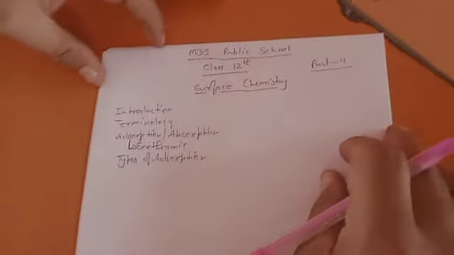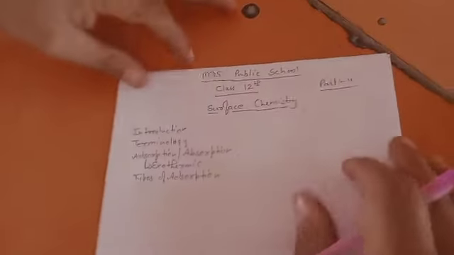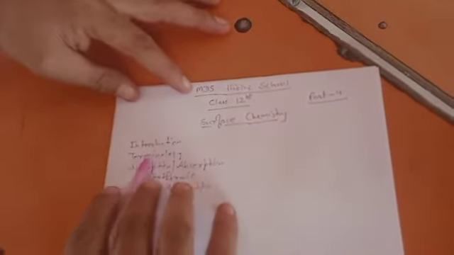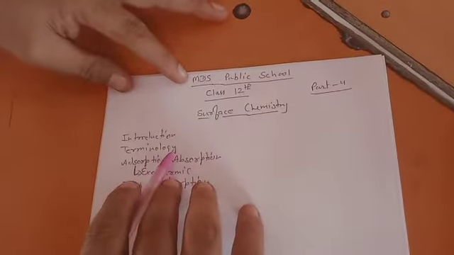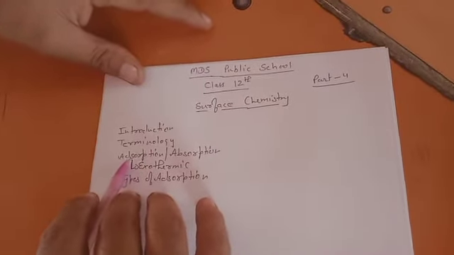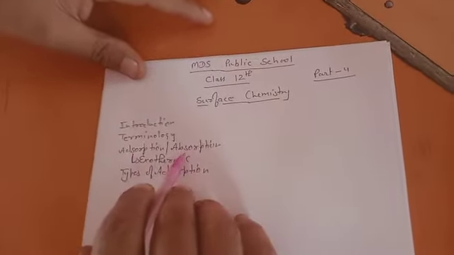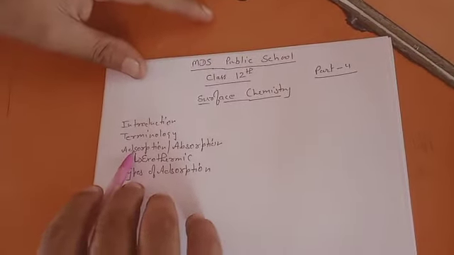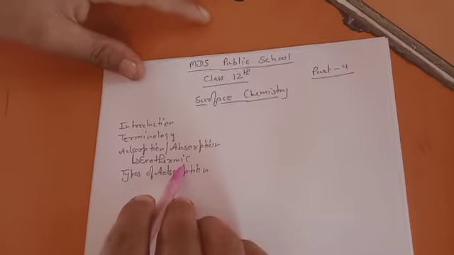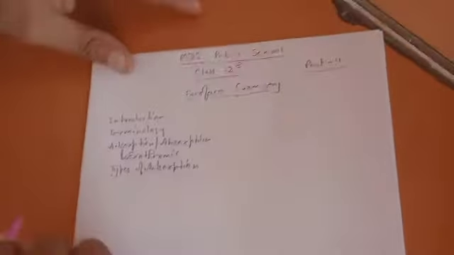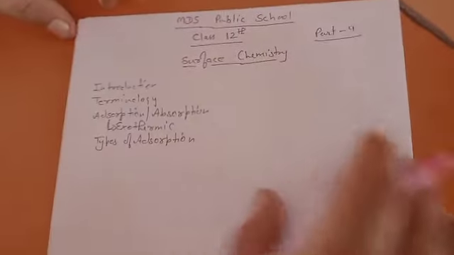In yesterday's lecture in surface chemistry, we have done the following topics so far. First, we did the introduction, then some terminology like adsorption and adsorbate. Then we discussed the difference between adsorption and absorption. Then the other topic was proving that adsorption is an exothermic process. And we also discussed the types of adsorption, that is physisorption and chemisorption.